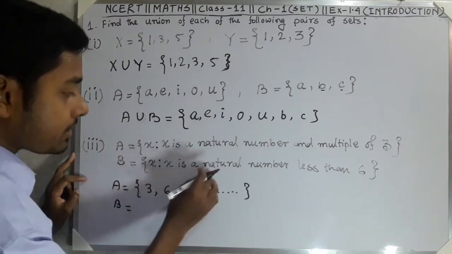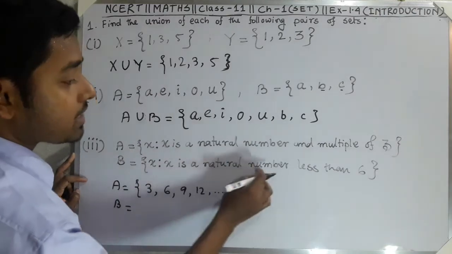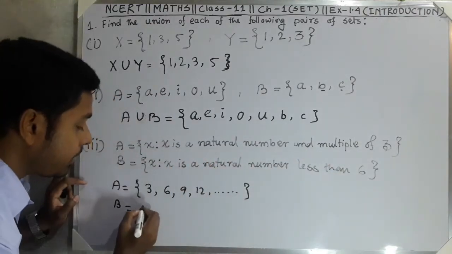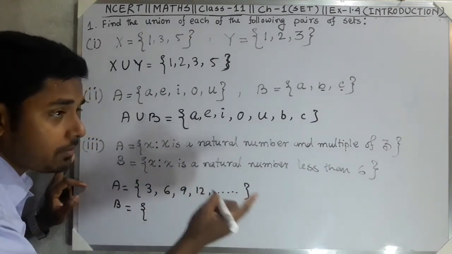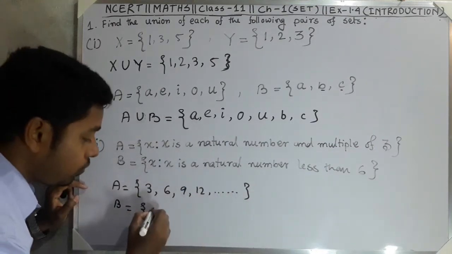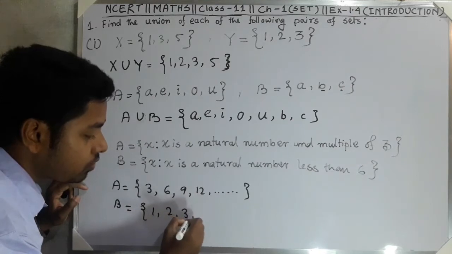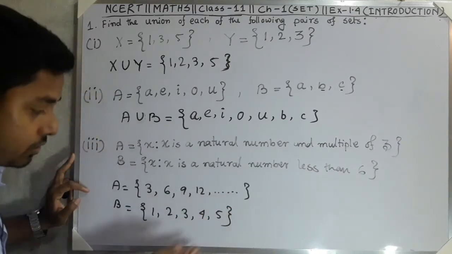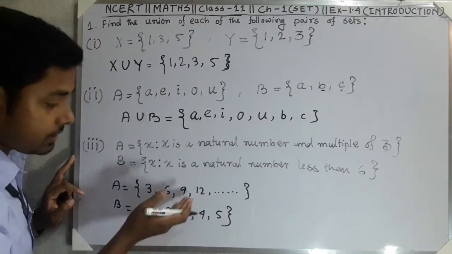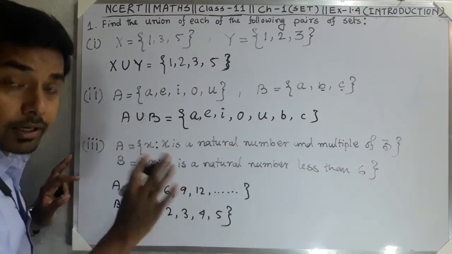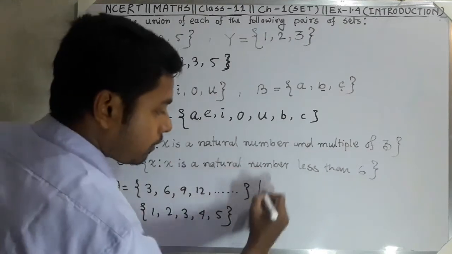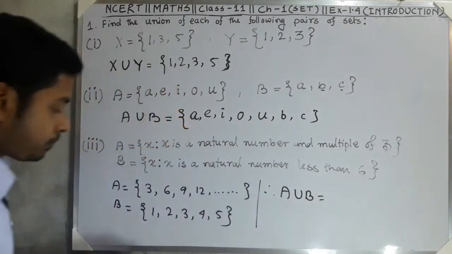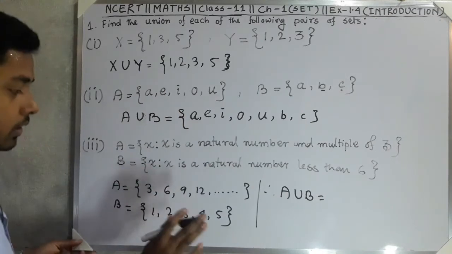And set B is equal to {x such that x is a natural number less than 6}. That means natural numbers less than 6: 1, 2, 3, 4, 5. So this is a finite set and A is an infinite set. Now we have to find A union B. So 1 is not here, no problem.